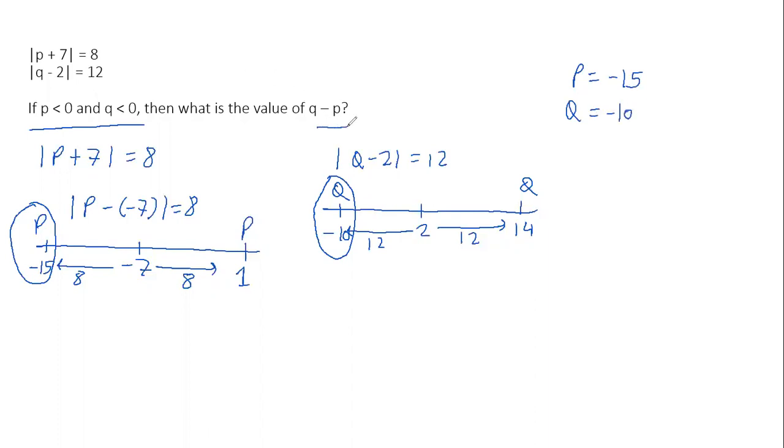Now they are simply asking what's the value of q minus p. So q is minus 10, minus p is minus 15. Be careful of the sign here. Minus 10 plus 15. So q minus p will come out to be 5. So you see again, if you just know how to read the modulus in the context of distance, these questions will become fairly easy. Okay.